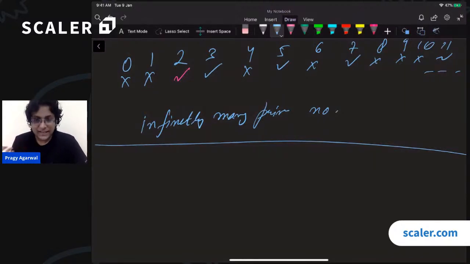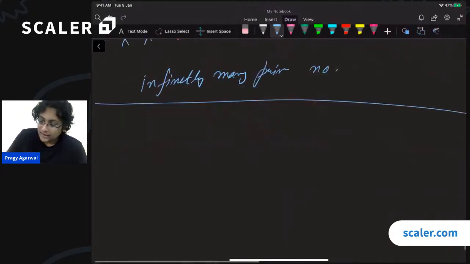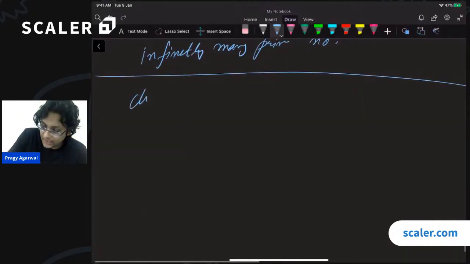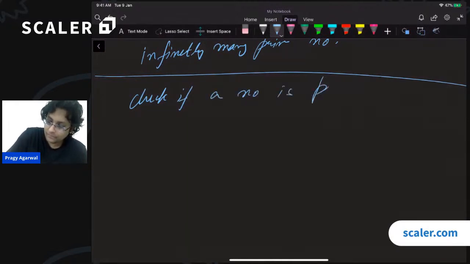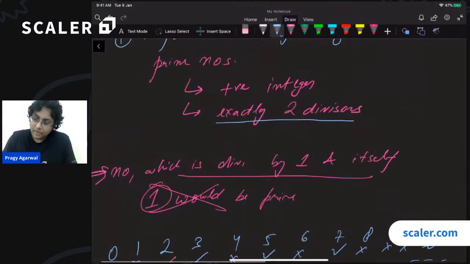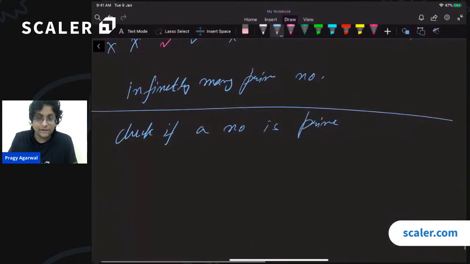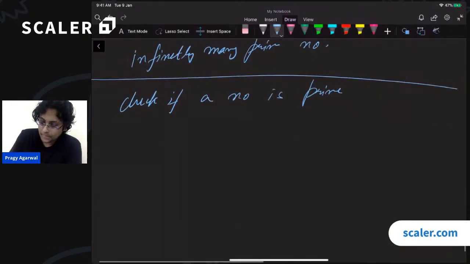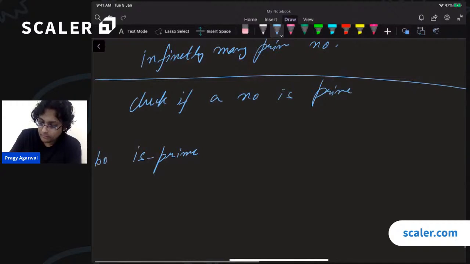Now that we know the definition of prime numbers, can we write a program to check if a number is prime? We know that a prime number is a positive integer which has exactly two divisors. So given a number, can we check if it is prime? So is_prime is going to return a boolean and it is going to take an integer.